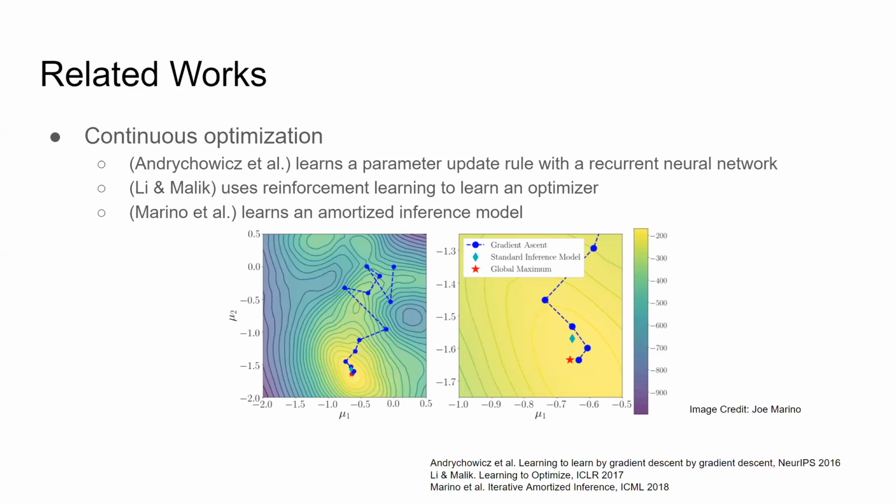And the second class is on continuous optimization. So we mentioned the gradient descent procedure, which we can think of as sequential decision making. There is existing work on, for example, Andrychowicz and others, learning how to update the parameter given a gradient. And I believe Joe Moreno also talked in a previous lecture about his amortized inference models for doing continuous optimization.